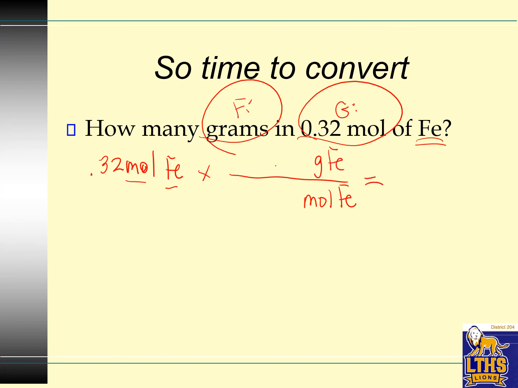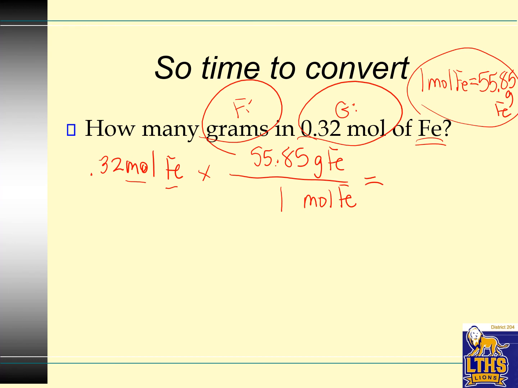Okay, so then if I went to the periodic table, I'd find that 1 mole of Fe equals, and I have to look for iron, 55.85 grams Fe. So this is an equality. It's the molar mass of iron, so now I put the 1 with moles and the 55.85 with grams, and then moles cancel moles, and I'm left with grams, and then I do 0.32 times 55.85, and I find out that I have 17.87 grams of iron.